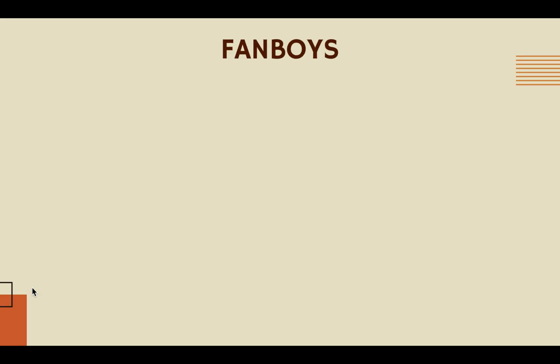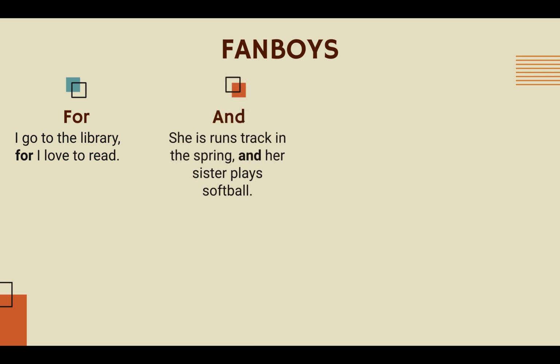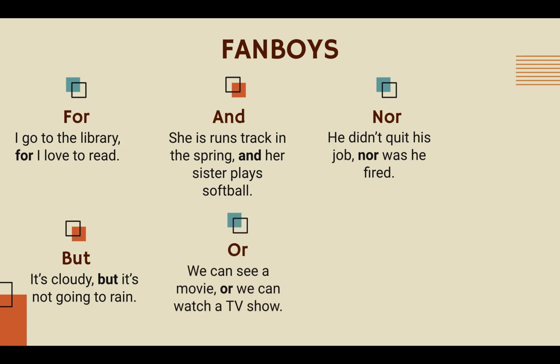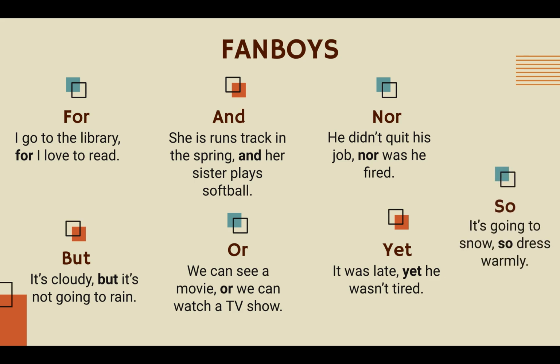All right, let's talk a little bit more about these fanboys. Some of you already know what I'm talking about. For others of you, this might be your first time hearing about them. Fanboys are coordinating conjunctions, and each of the letters stands for one of the coordinating conjunctions. So, for example, the F stands for for, right? It has the same meaning as because, relatively. The A stands for and. The N stands for nor. The B stands for but. The O stands for or. The Y stands for yet. And the S stands for so.